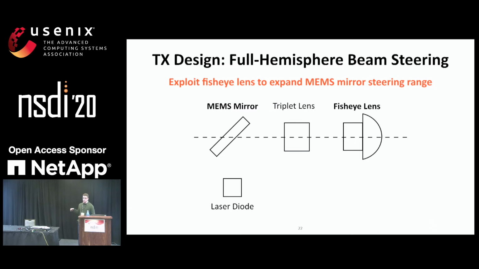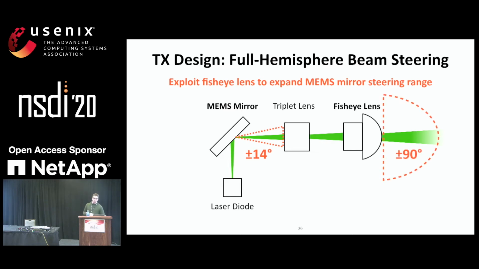We also throw a triplet lens in between these two components. This is to correct the beam angle incident orientation onto the fisheye lens and also clean up the beam quality. Then small movements of this MEMS mirror allow us to again achieve that full hemispherical steering range. For typical MEMS mirrors, we can expand, for instance, a plus or minus 14 degree steering range to plus or minus 90 degrees on 2 axes. Again, all of these components, except for the laser diode and the MEMS mirror, are completely passive. But this MEMS mirror is fast, robust, extremely portable, and also accurate.